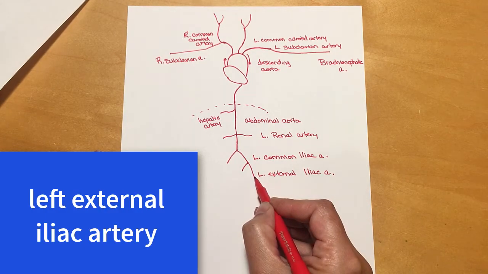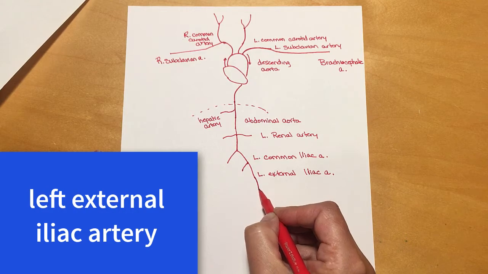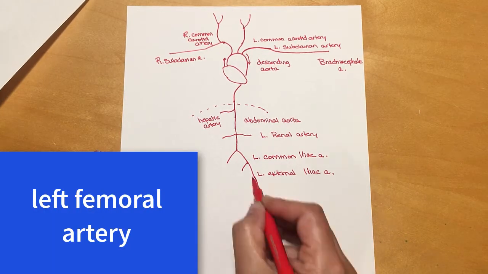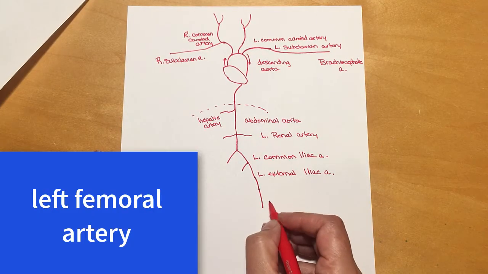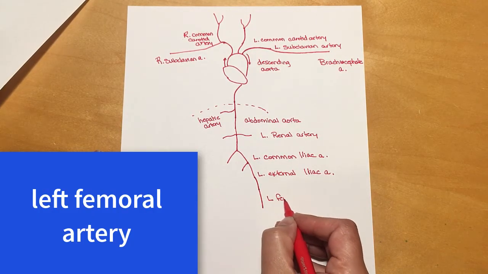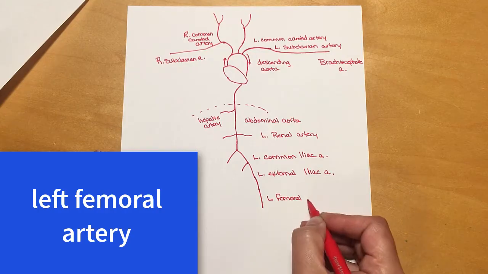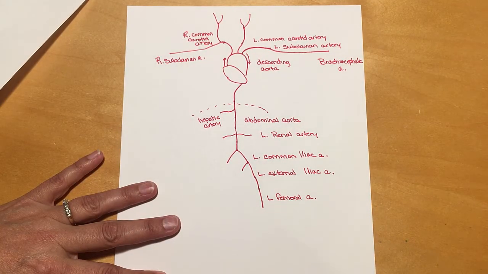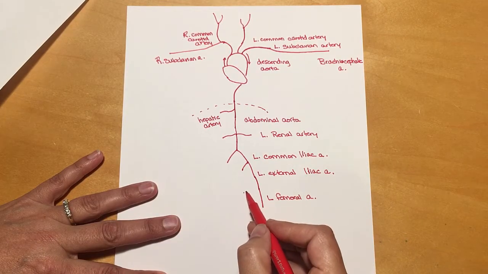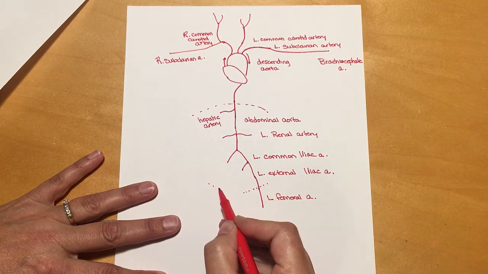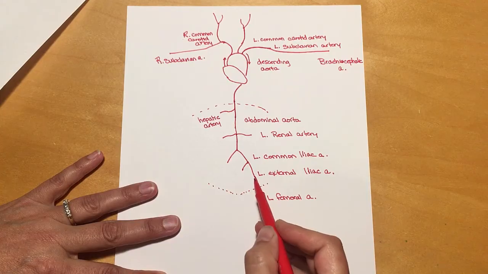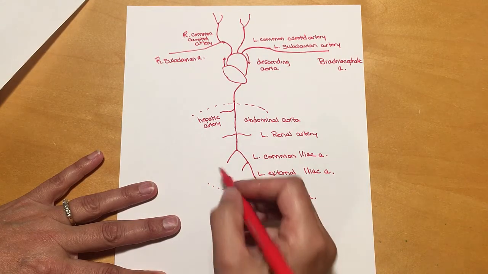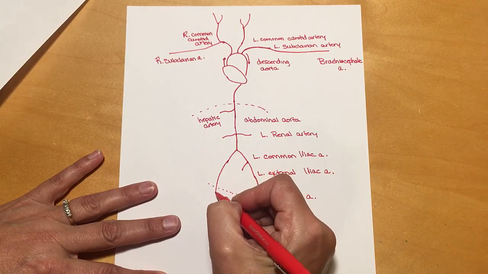The external iliac artery is going to go basically until the leg starts, and then it's going to become the same vessel, but it's going to be called the left femoral artery at this point. And remember, the femur is the major bone in the top part of the leg. So pretty much where the groin is, right here, we're going to have the switch from the left external iliac artery to the left femoral artery. And it's the same on both sides.